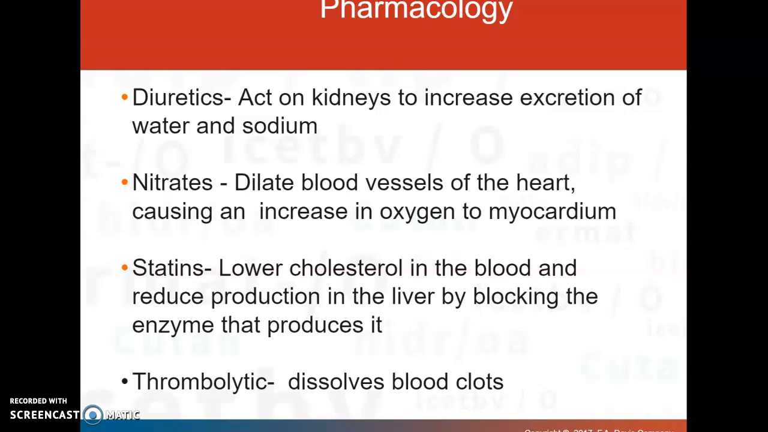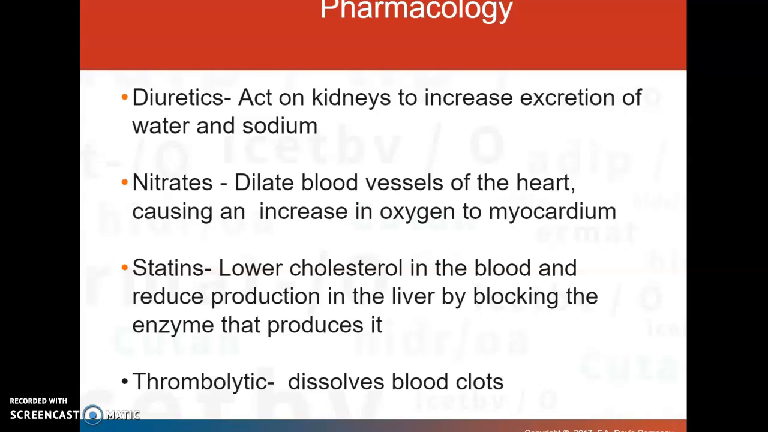Diuretics act on the kidneys to increase excretion of water and sodium. I don't know if any of your grandparents or parents are on Lasix, but that's one example of a diuretic. It acts on the kidneys, so it makes them have to go to the bathroom a lot and pee a lot. So that's one that we tell them when we're giving patient education. This is not something we're going to take before you go to bed because you'll be up all night peeing.